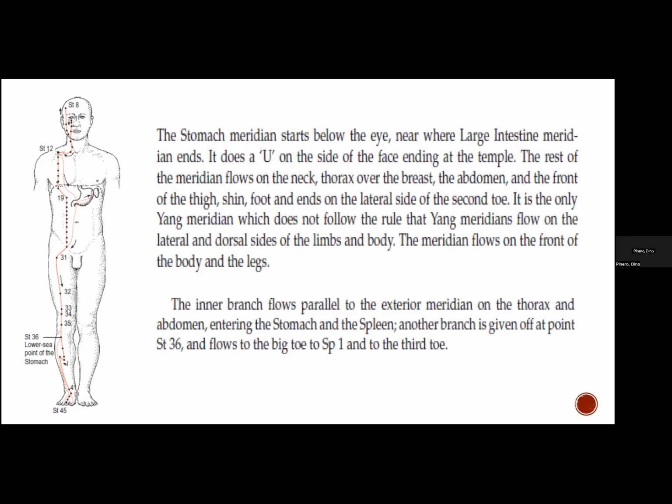The inner branch flows parallel to the exterior meridian on the thorax and abdomen, entering the stomach and the spleen. Another branch is given off at point stomach 36 and flows to the big toe, to spleen 1, and to the third toe.